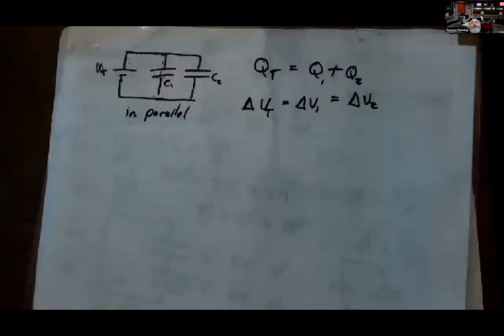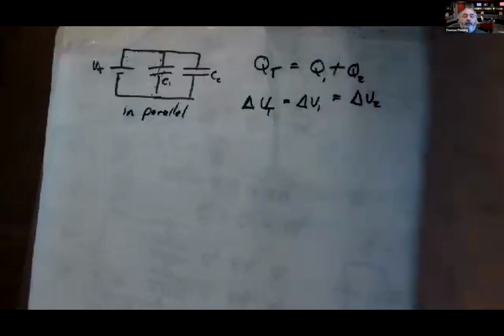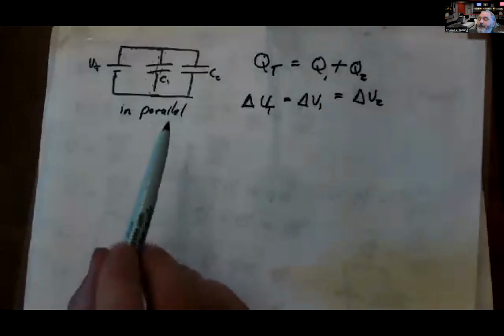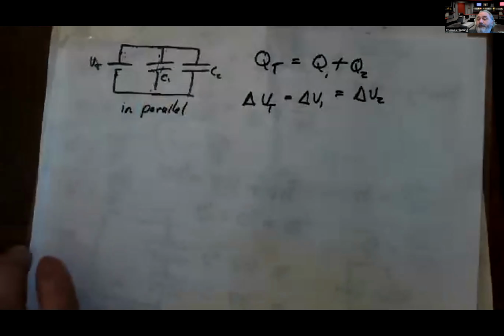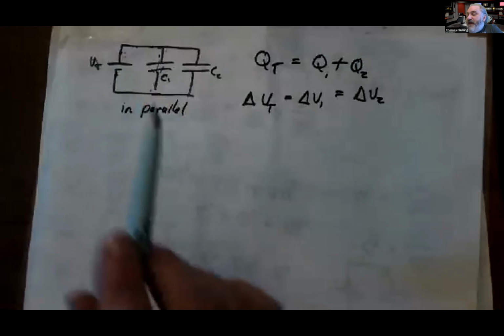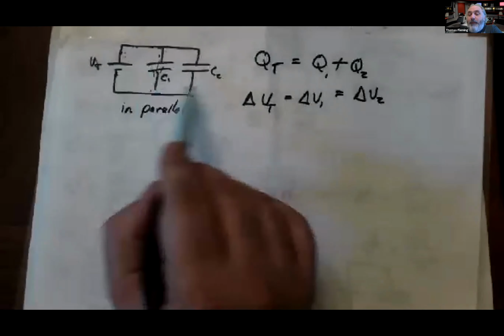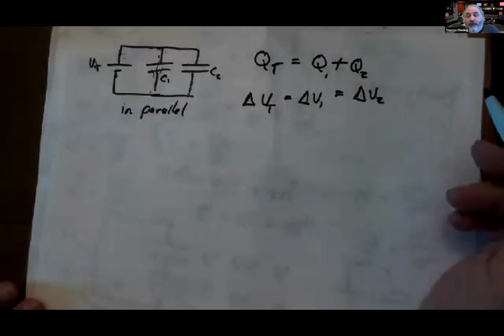How do I know that two things are in parallel? In parallel means that I either go through one or the other, but never both. So what would the rule then be if I have these guys and I want to imagine them being replaced by a single capacitor that pulls the same amount of charge out of the battery? Well, I'll do the same trick we did before.